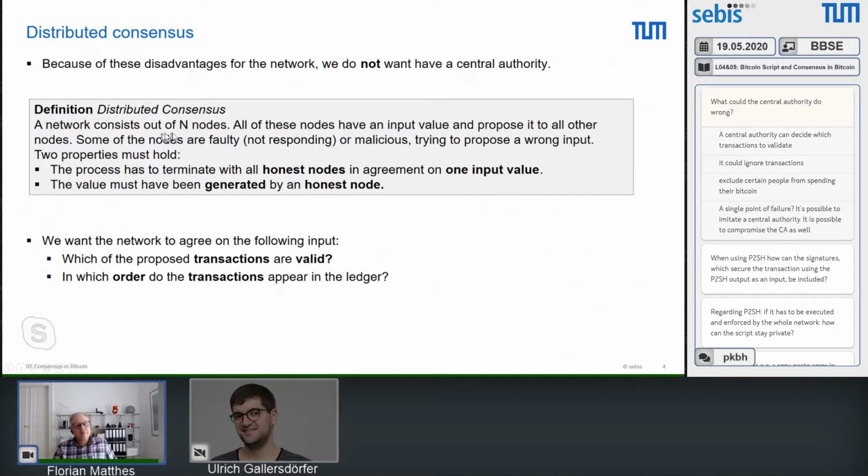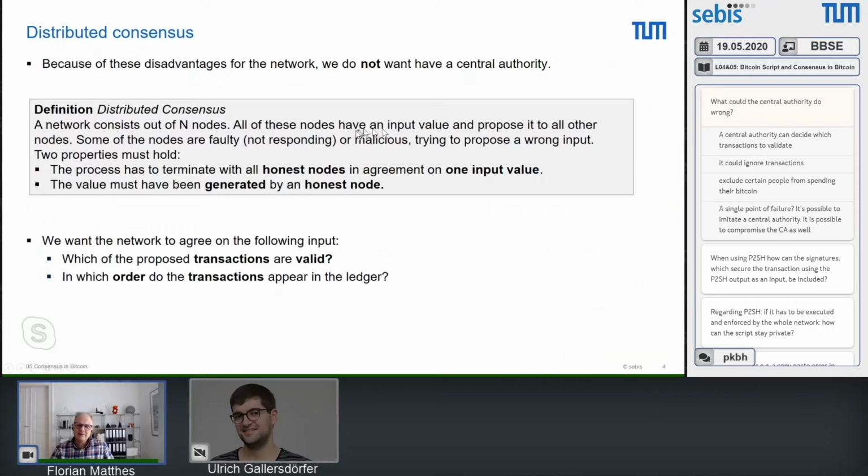So we have a network of a large number of nodes, capital N, and all of these nodes have an input value and propose it to all other nodes. Now the idea is we have certain things that could go wrong. Some of the nodes are faulty, in the sense that, let's say, there is a decision to be made with full consensus, and then simply the minister doesn't show up in the meeting. That's a very easy thing, or they don't stop talking. So therefore, they are simply not responding to the request to vote.